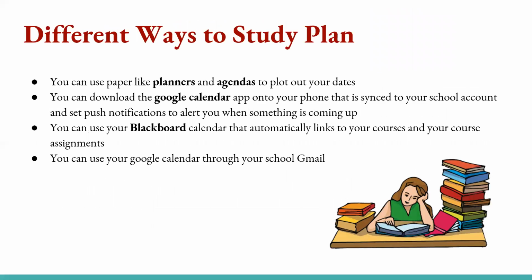Different ways to study plan. You can use paper-like planners and agendas to plot out your dates. You can download the Google Calendar app onto your phone that is synced to your school account and set push notifications to alert you when something is coming up. You can use your Blackboard calendar that automatically links to your courses and your course assignments, or you can use your Google Calendar through your school Gmail.